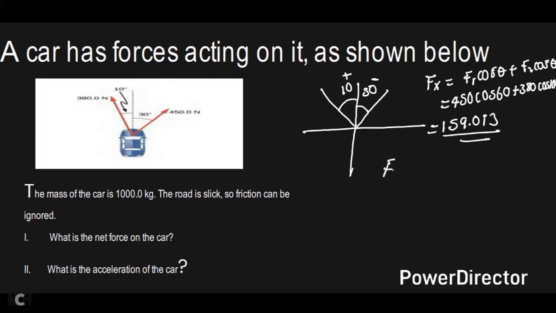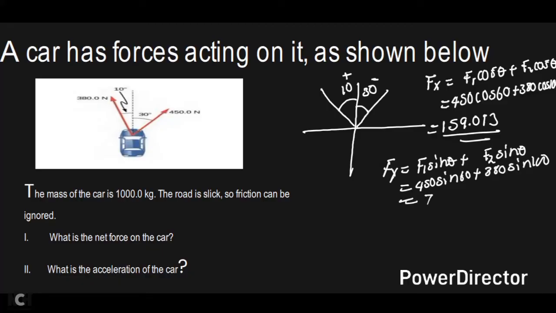We also do the same thing with the forces in the y to get F1 sine theta plus F2 sine theta. So meaning that we have 440 sine 60 plus 380 sine 100. Then what will be your answer? Your answer will come up to be 763.2938. So that is your answer.